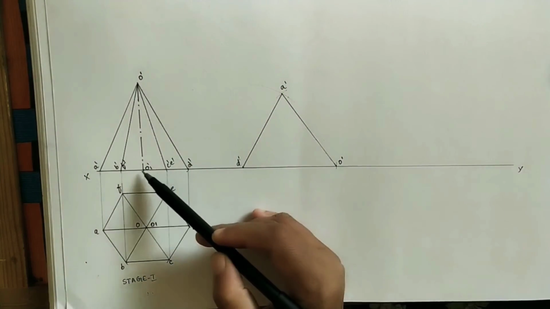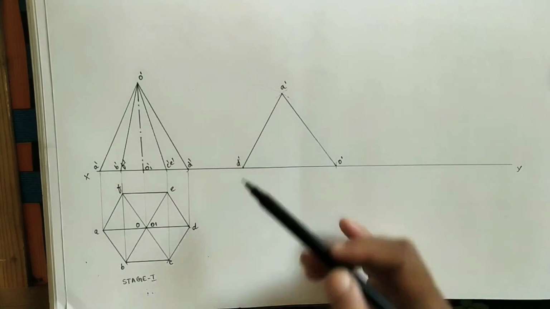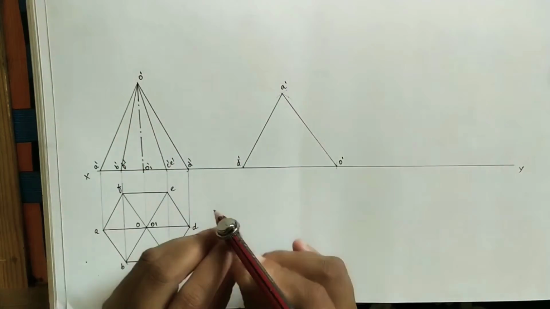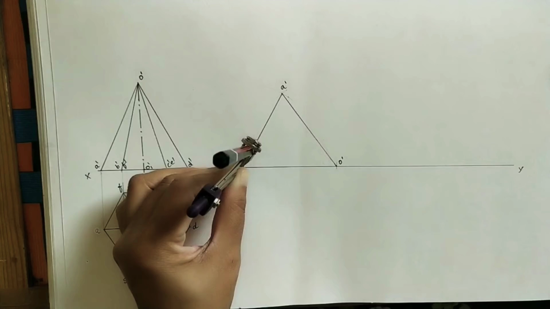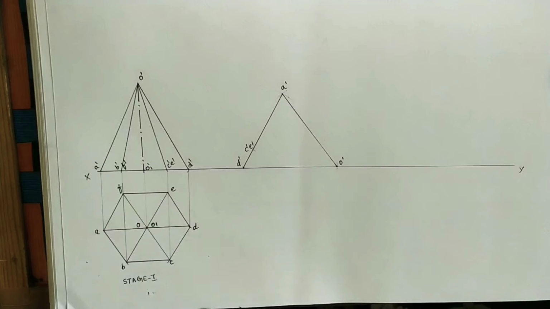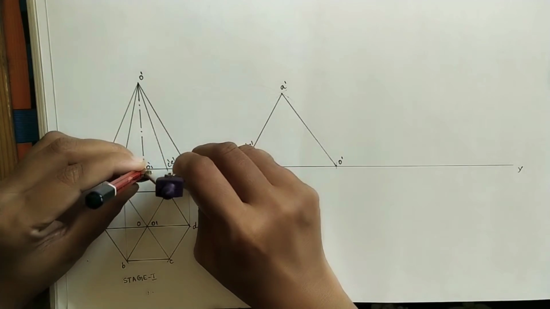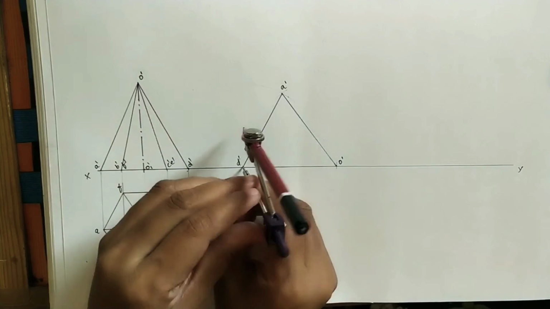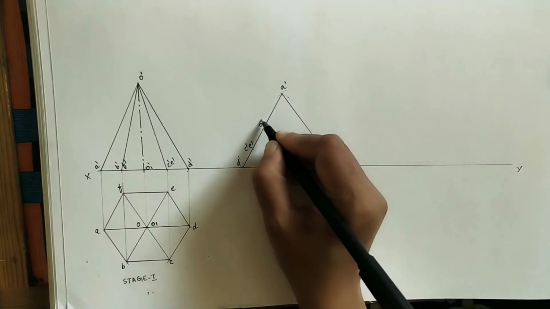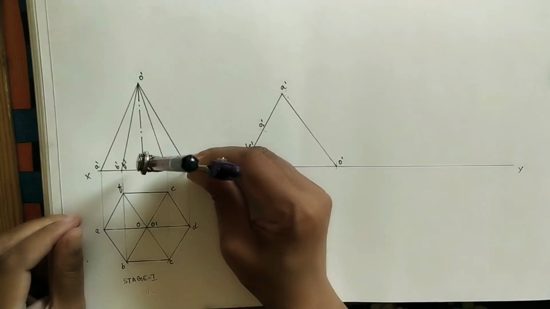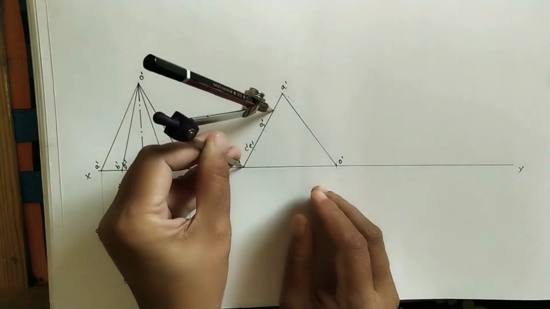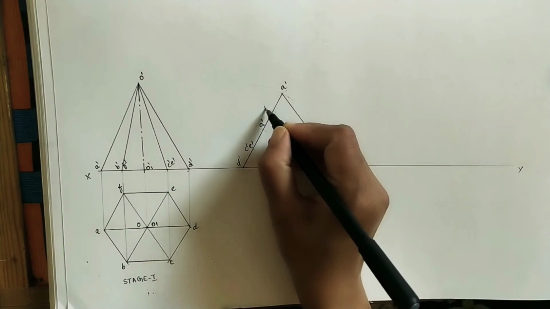Now mark these points also on the A dash D dash. Okay, so from D dash take this length. Here mark the length. It is C dash. So after this point, mark O dash. Mark this point O1 dash. Now take this length. This point is B dash F dash.